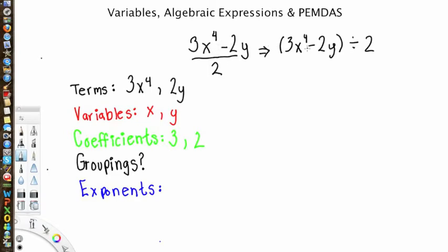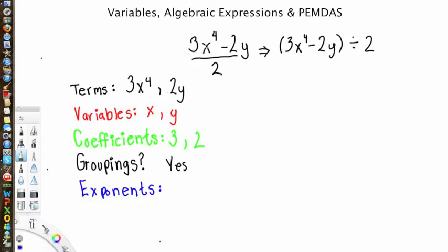So technically there is a grouping here. We need to take care of the numerator first before we divide. Even though there's no parentheses up here, it's implied that 3x to the fourth power minus 2y, that's all in parentheses. So yes, we actually do have groupings here. They're implied.